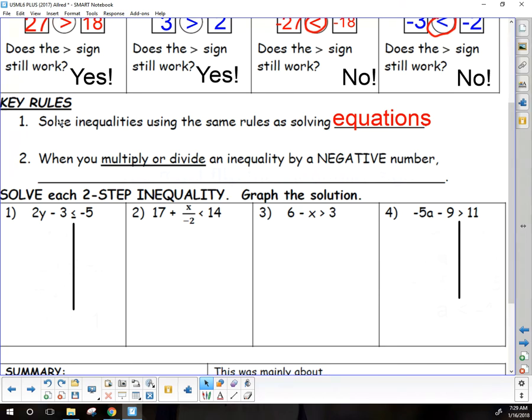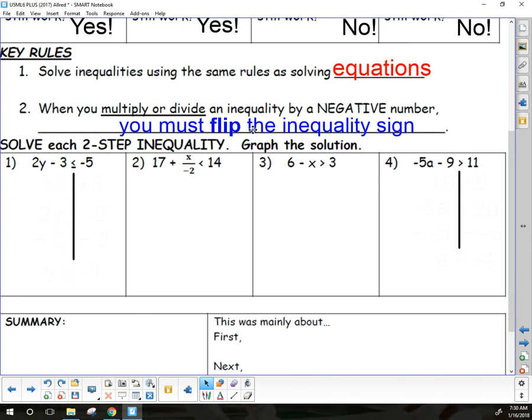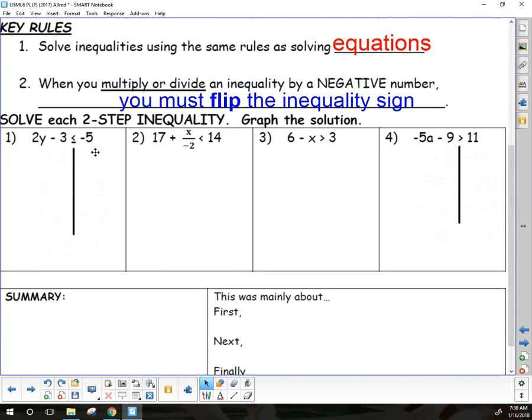We can solve them using the same rules we did when we solved equations. We're still going to figure out how it was built and unbuild it. The only difference is when you multiply or divide an inequality by a negative number, you must flip the inequality sign. Let me show you two really good examples of when to flip it and when not to flip it. And then I'll leave you on your own to do some more practice problems with me or with the key.